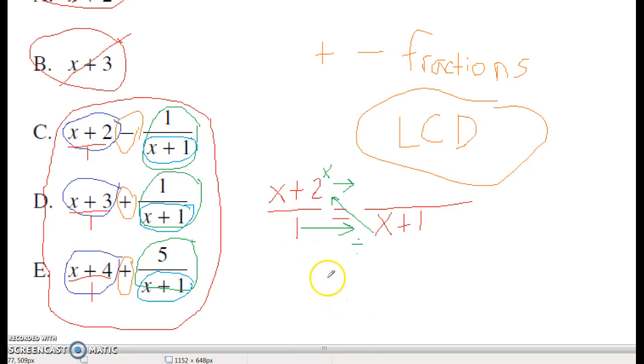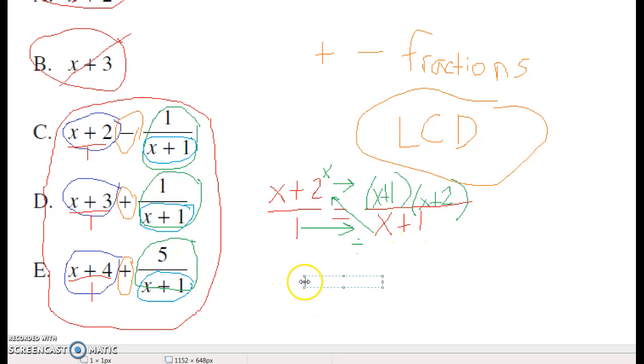Okay, so 1 will go into x plus 1. Guess how many times? X plus 1 times. If we take that x plus 1 and multiply it by x plus 2, then we get x plus 2. Okay, so that's what we're looking at right now, is we have x plus 1 times x plus 2 over x plus 1.